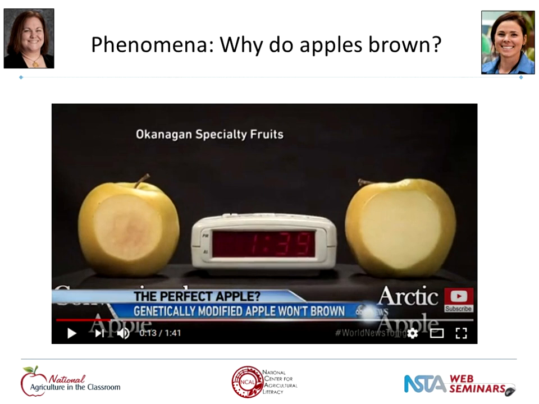So keep in mind that there are no simple answers to big problems, and genetic engineering is just one tool in the toolbox of modern agriculture.